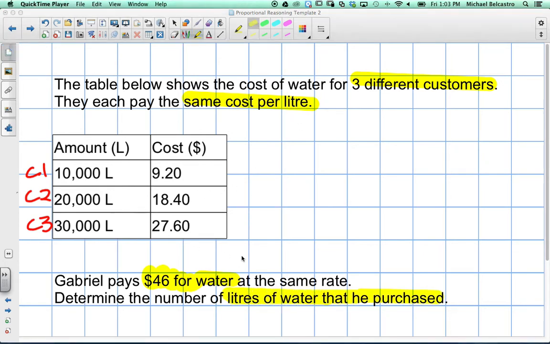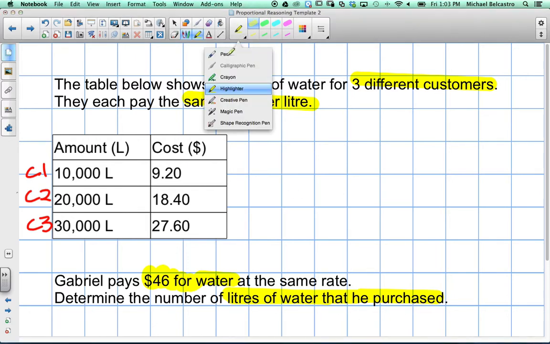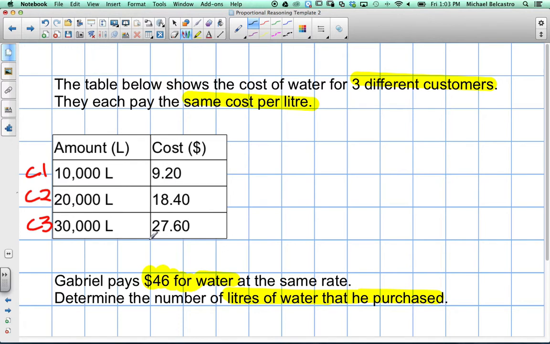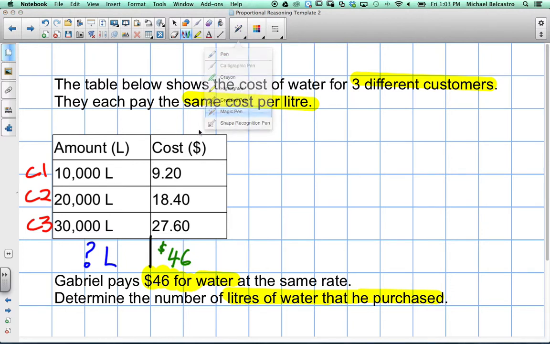Okay, so since they want us to solve the number of liters of water that he purchased, let's extend our table here a little bit longer. So we have our table, and under dollars, we know that Gabriel has spent $46. Okay, what we're trying to find, the unknown here, is the number of liters of water that he purchased. So to use a constant of proportionality, we're going to do it 3 different ways. Each of these customers, customer 1, 2, and 3, all pay the same cost per liter as Gabriel has.